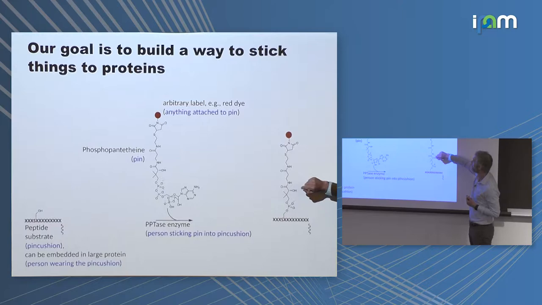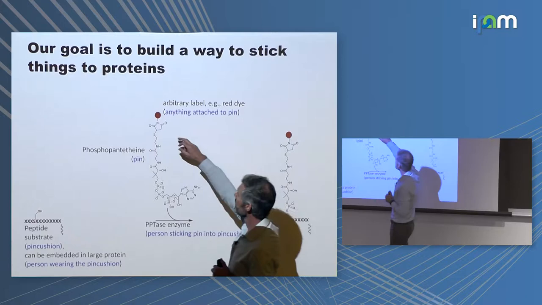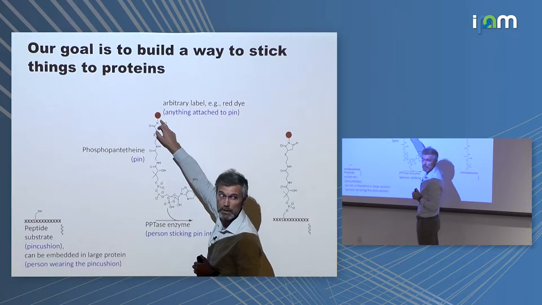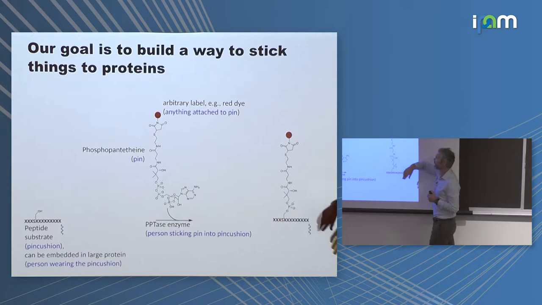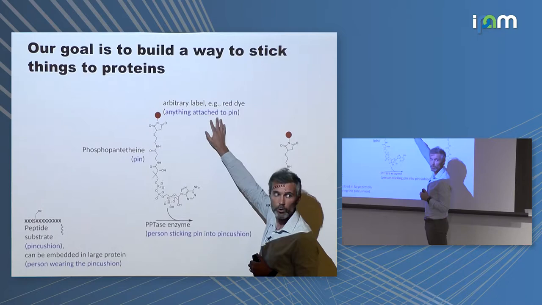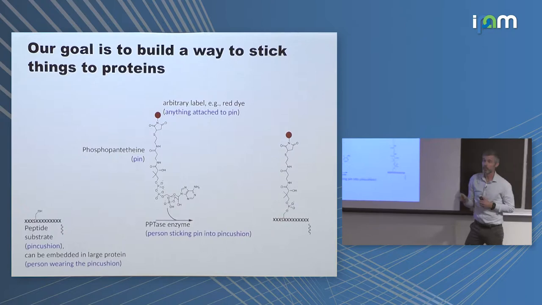And what I can do is, let's say I want to do an experiment where, after the addition of this enzyme, the proteins in which this peptide is embedded are inside of an organism. I can attach a red dye, something that fluoresces, to the end of this phosphopantetheine. And then I'll basically have a protein that is labeled with this red dye. You don't necessarily have to attach a red dye. You could attach a bead, or something else, to this phosphopantetheine that would allow you to manipulate the proteins in which this peptide substrate is embedded. Okay, so that's a peptide label, a protein label.